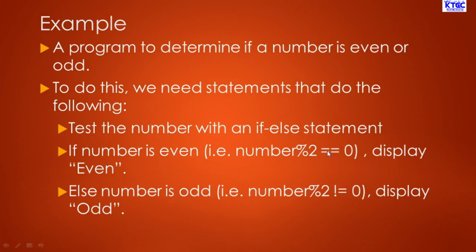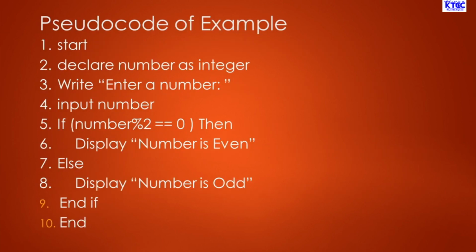It means this is not even; rather, it is odd. So basically, that is that. Let's see the program. The program is written in pseudocode.